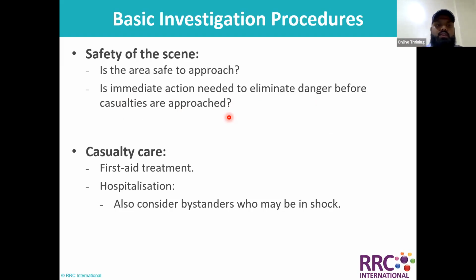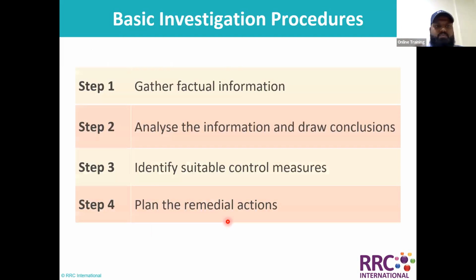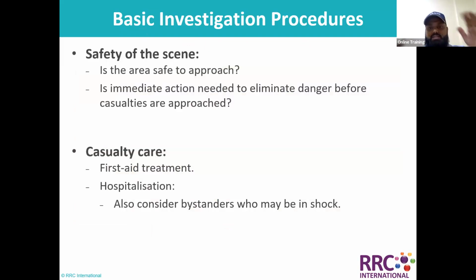Second important thing, as everyone mentioned, first aid treatment, hospitalization. You also consider the bystanders, they may be in shock. Ask them to sit down, stay relaxed, because these bystanders are very important for us. Why? We will see in the slides further. First important thing, when we talk about the basic investigation procedure, first important thing, safety of the scene.